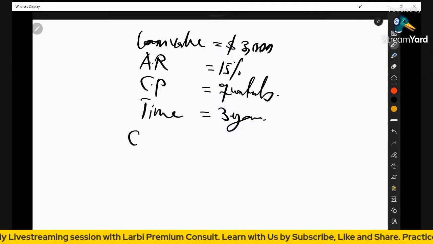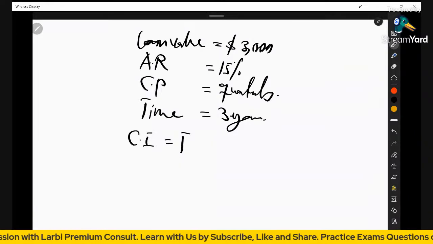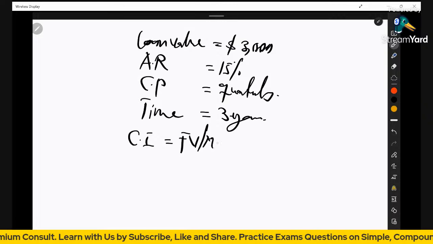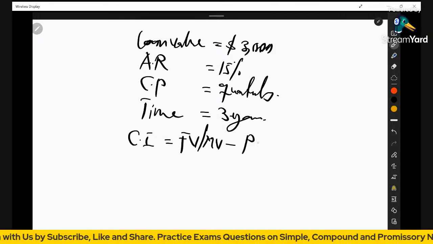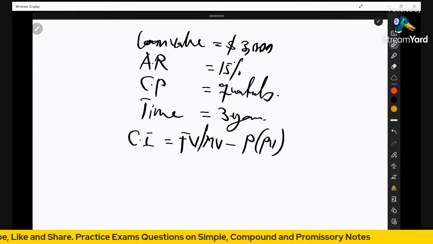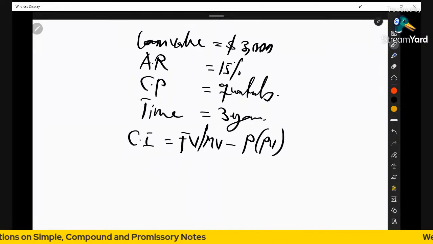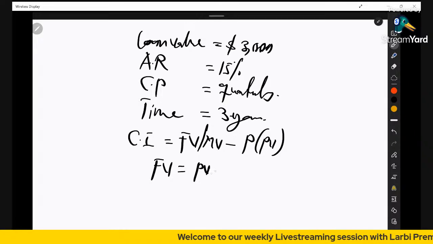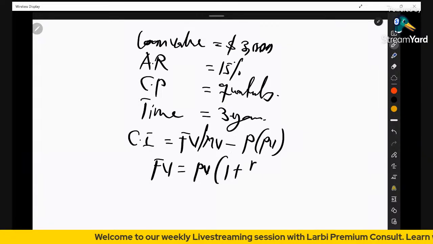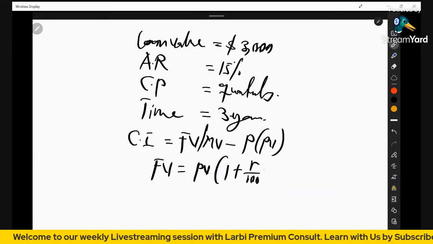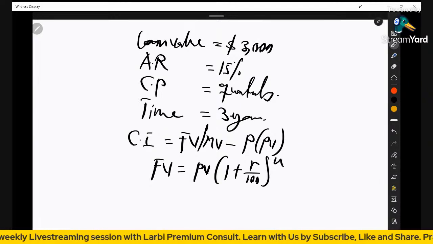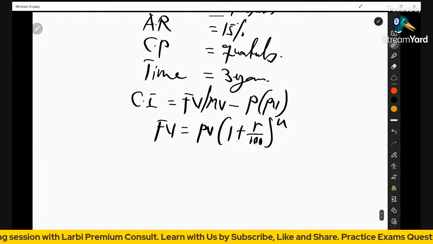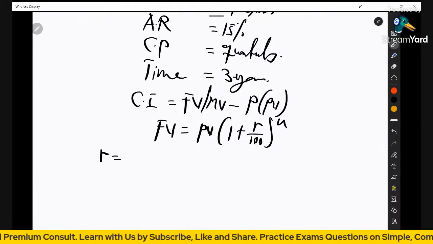We said to get our compound interest, it should be equal to our future value or the maturity value minus the principal or the present value, same thing, or the loan amount. So before we can get our compound interest, we must compute for our future value, right? So therefore, our future value should be equal to the formula, which is the present value or the principal multiplying (1 plus R over 100) to the power N. So let's deal with some of the parameters in here. So let's compute for R. What would be our R?